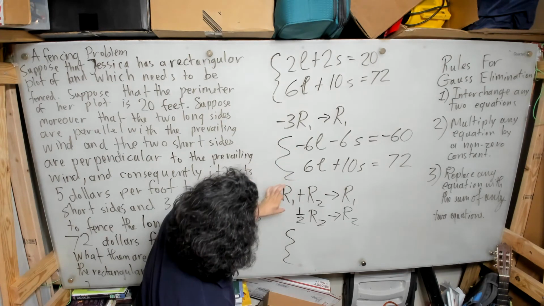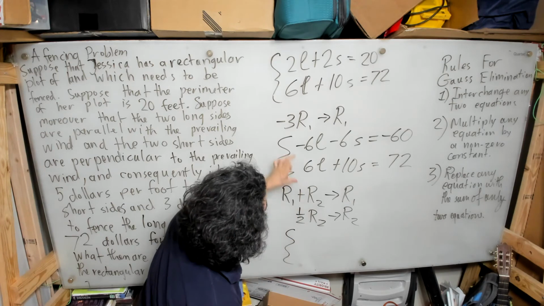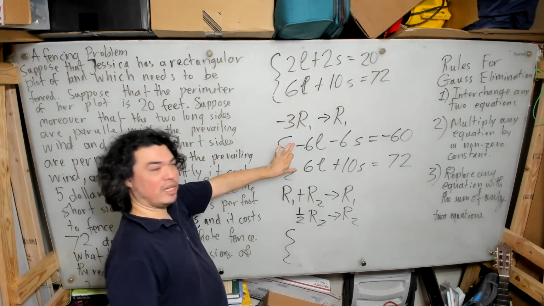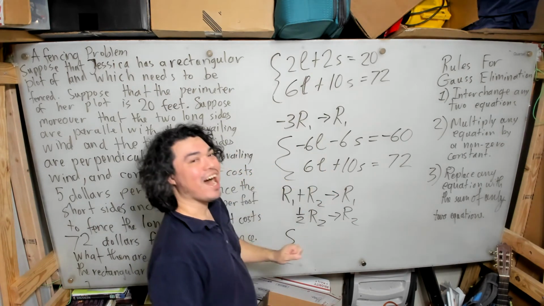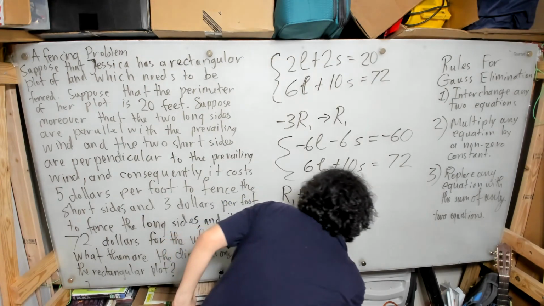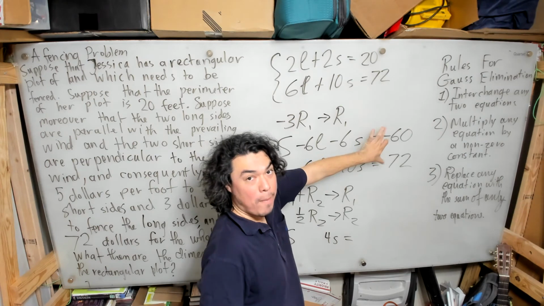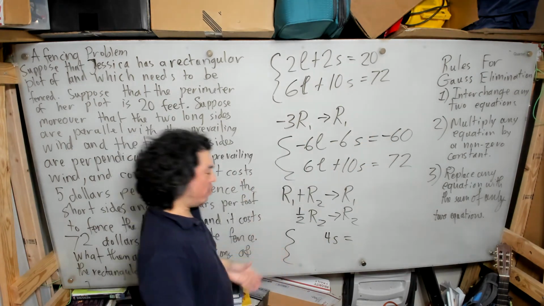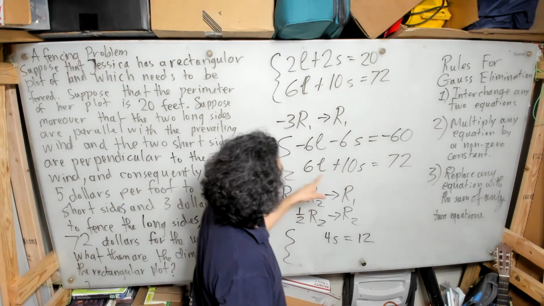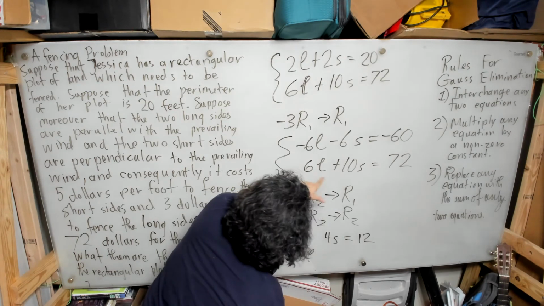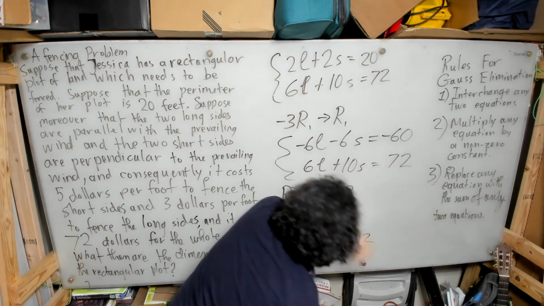So let's do that together. I'm going to replace my first row in this new equivalent system with the sum of these two. So -6L plus 6L, that's gone. -6S plus 10S, that's 4S. And that's going to equal -60 plus 72. When I add those, I get +12. Then I'm going to multiply this one by 1/2. So 3L plus 5S is equal to 36.